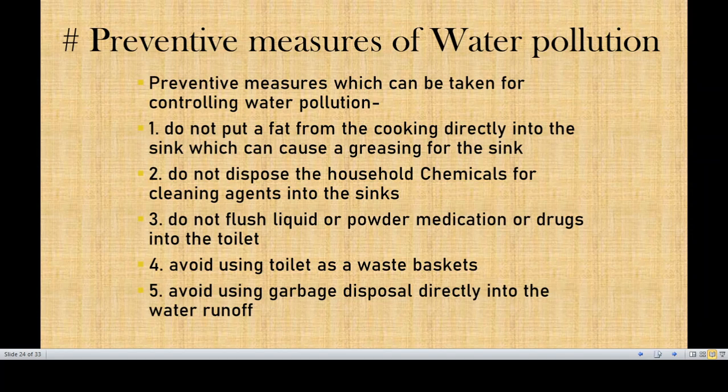So that is causing a greasy area, or a complete cutting down of oxygen will take place if it is passed from your sink to the water source.